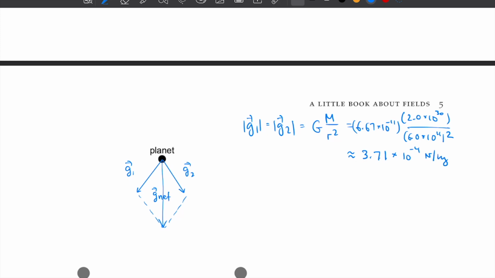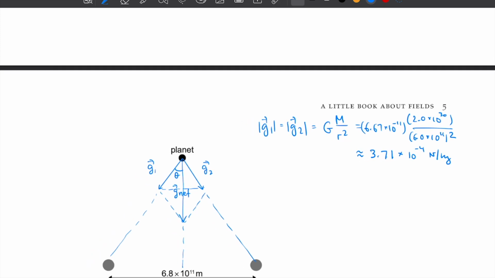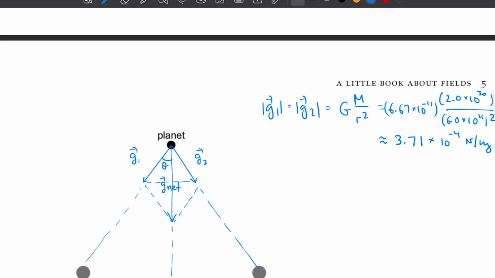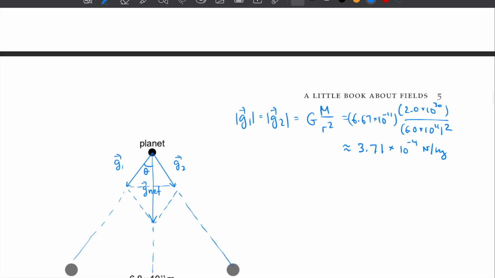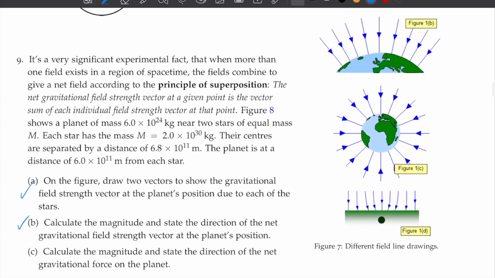But we want to find the magnitude of G net, and how do we do that? Well, there are two approaches: use similar triangles or work out the angle. Maybe we can just work out the angle here, because if I know the angle theta, then I can find the vertical component of each G, and then I can just multiply by 2. So why don't we take that approach?